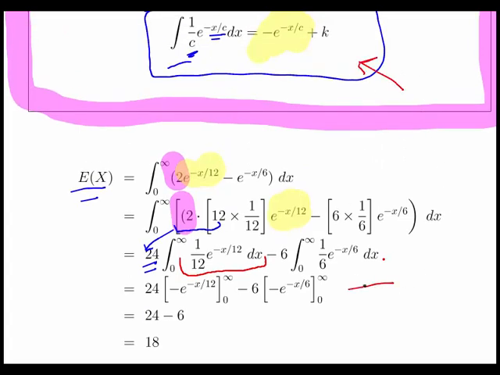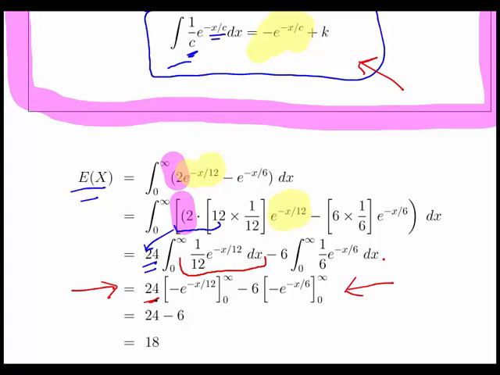I'm using it here, and I'm using it here. So 1 over 12, the exponential of the integral of 1 over 12 times e to the minus x over 12 dx. That is minus e to the minus x over 12 evaluated from 0 to infinity. Okay, that works out to be 0 minus 1, and that ends up as just 1.